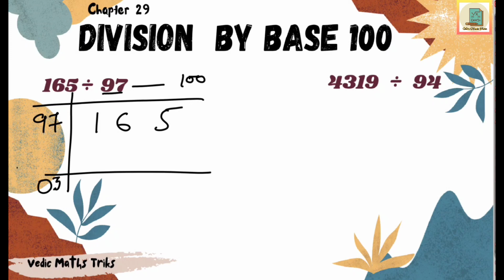Now the next thing is that there are two digits in 97. So we will leave two digits from the right and put a partition after two digits. So this will be the remainder part. Now let's start with the method.